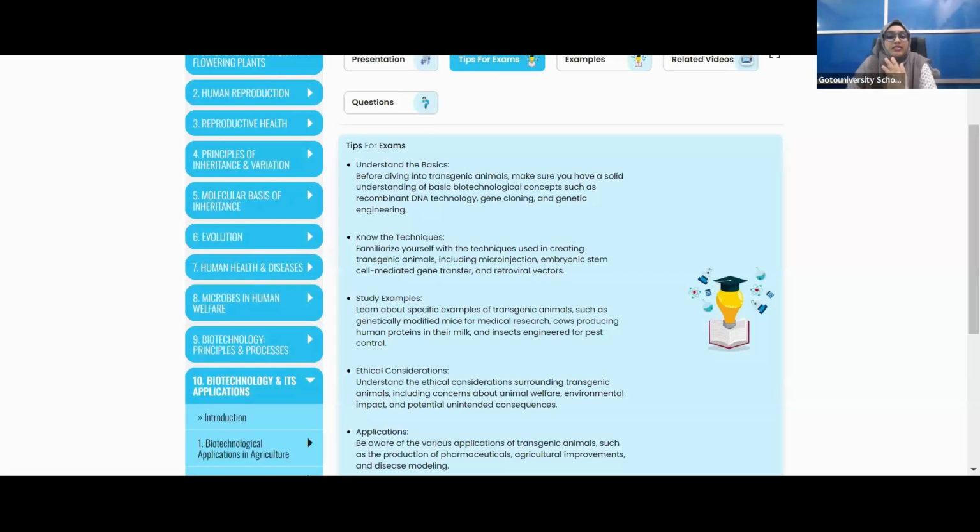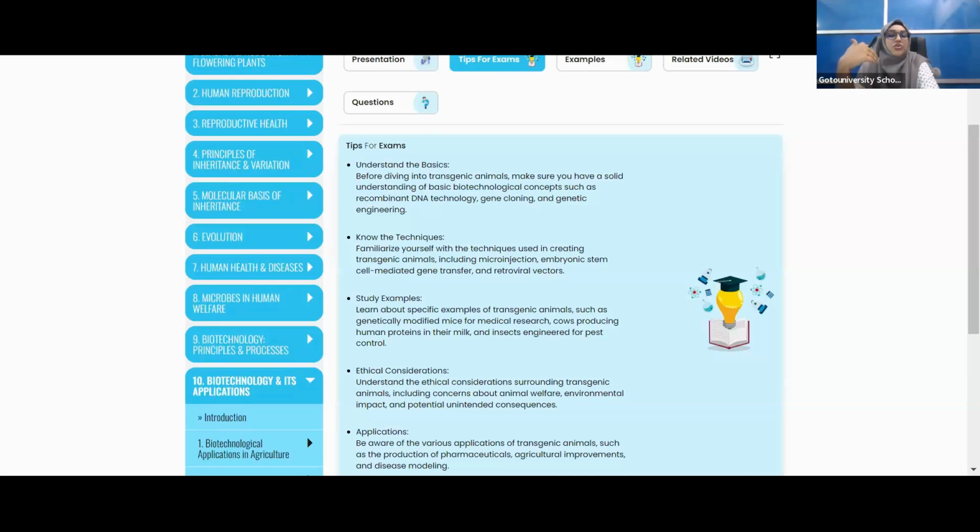about the solid understanding you must have on the concepts of recombinant DNA technology, gene cloning, genetic engineering, plasmid, vector, gene. All of these you have studied in the previous chapter, that is Biotechnology: Principles and Processes. In that chapter, everything you have studied. So first your basics should be very strong. If your basics are strong, then only you can move to this chapter.